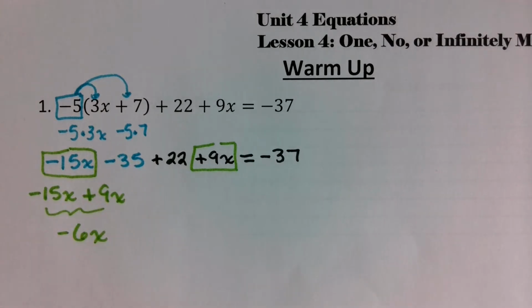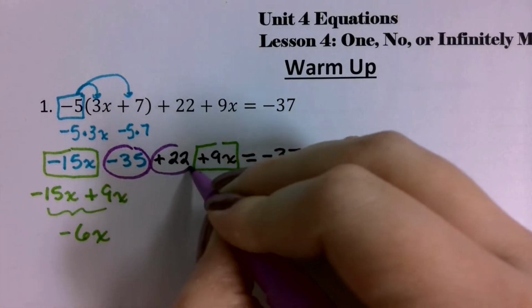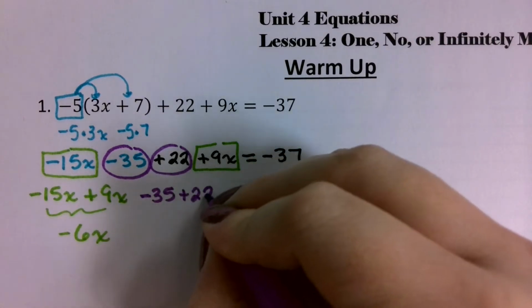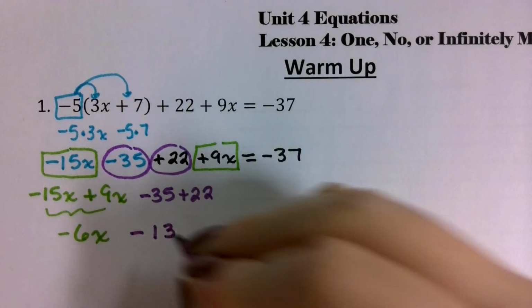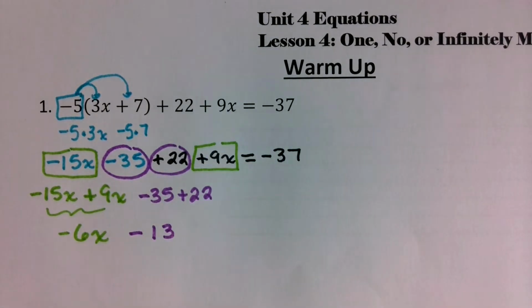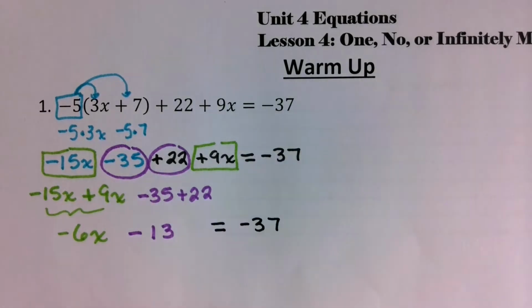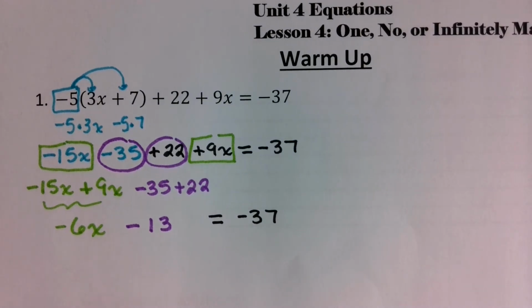We also have constants, a negative 35 and a positive 22. A negative 35 plus the 22 is going to come out to a negative 13. So we would write minus 13. All of that is still set equal to negative 37. Okay, we've gone ahead and simplified things. Usually our step 3 would be to move variables to just one side, but right now we already have it where variables are just on one side. So we're pretty good to go from there. Then we would move on to that step 4.